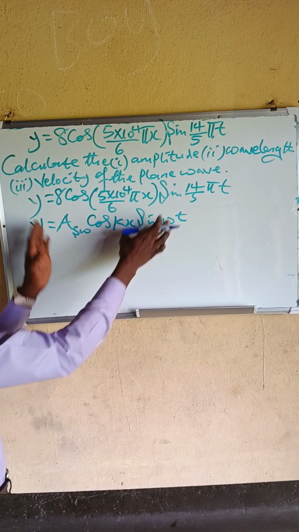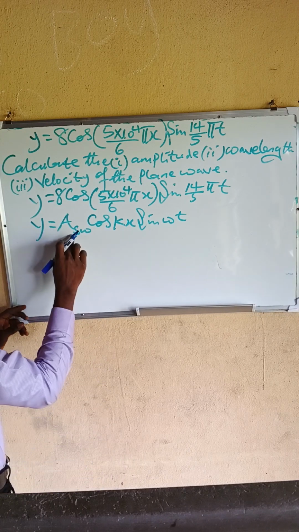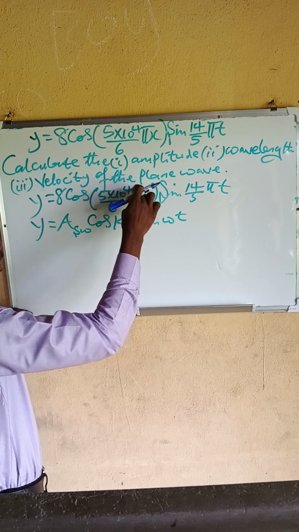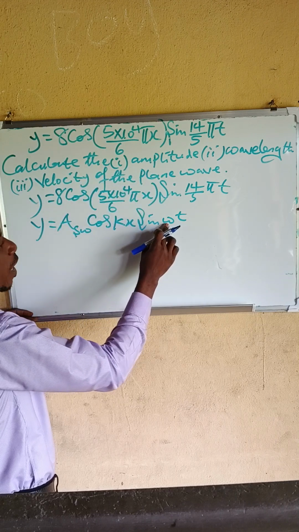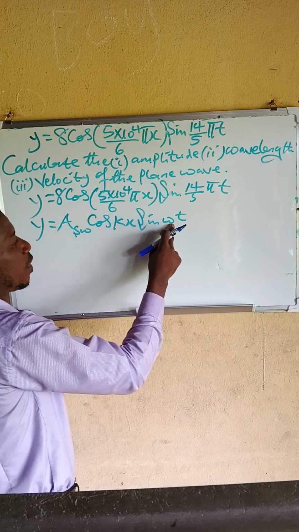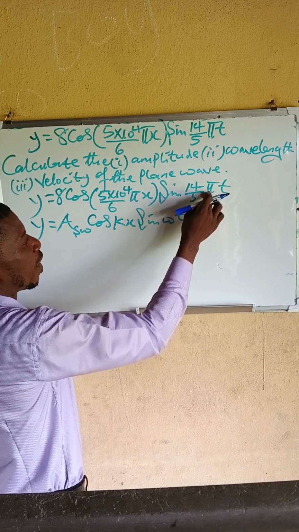So we're going to compare this term to the given equation. This one represents 8, and this k represents this term here before x, and this k is the wave number. This is called angular frequency, which represents 14 over 5 π.